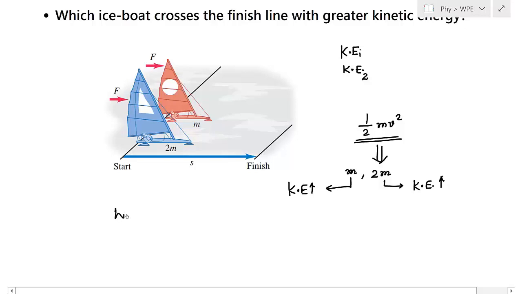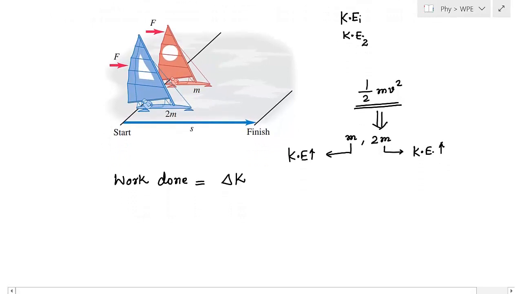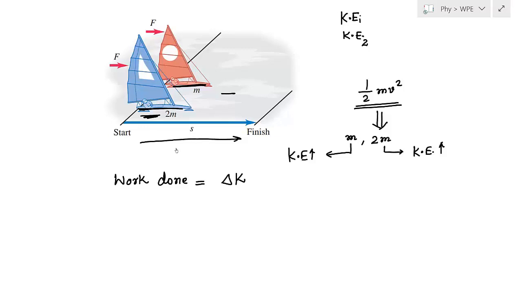So what is the work energy theorem? The work energy theorem says the total amount of work done is equal to the change in kinetic energy. So let us find out the total amount of work done by ice boat 1 as well as ice boat 2. In both cases, since this is a frictionless surface, there is no force acting in the other direction. So we will consider only this direction, because forces in the other direction don't matter, and in this case all of them are 0 because this is a frictionless surface.